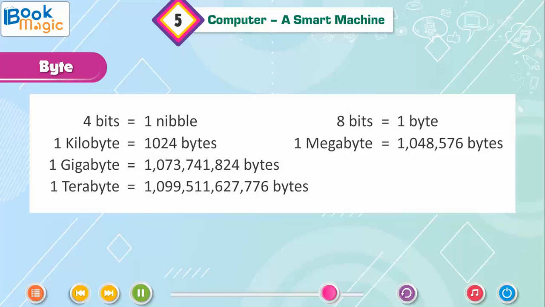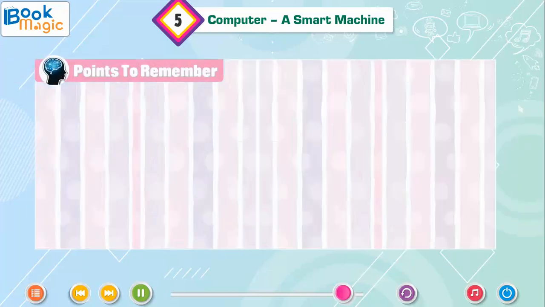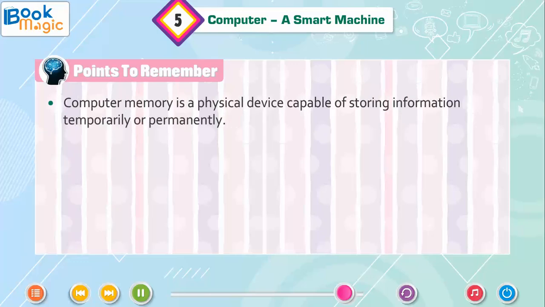1 megabyte equals 10,48,576 bytes. 1 gigabyte equals 1,73,741,824 bytes. 1 terabyte equals 1,09,951,1627,776 bytes.